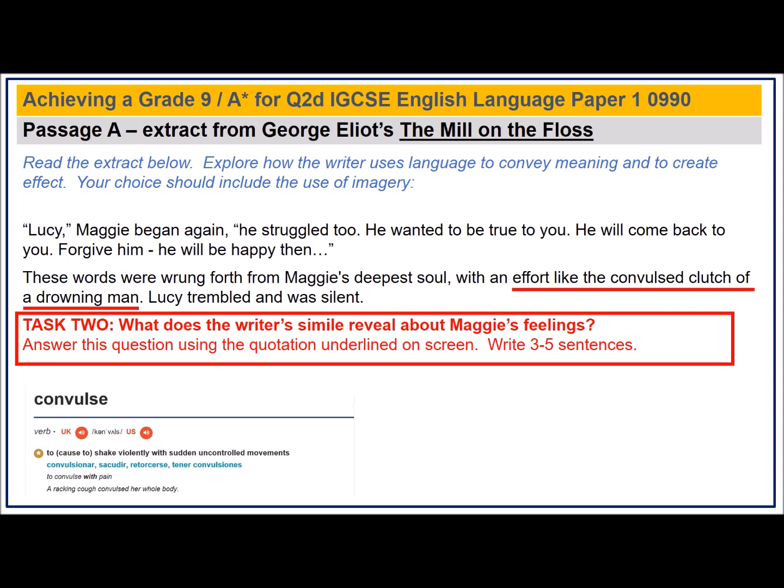Task 2 now. Using your precise understanding of convulse and the simile as a whole, write 3 to 5 sentences exploring what this simile reveals about Maggie's feelings. You should use the quotation underlined in red on screen. Press pause now.